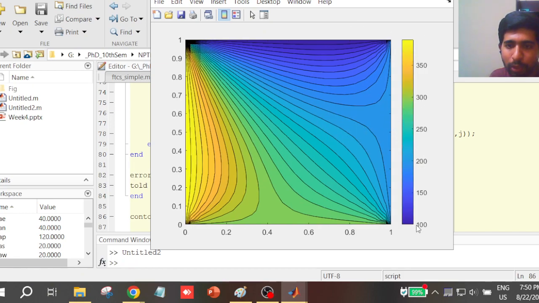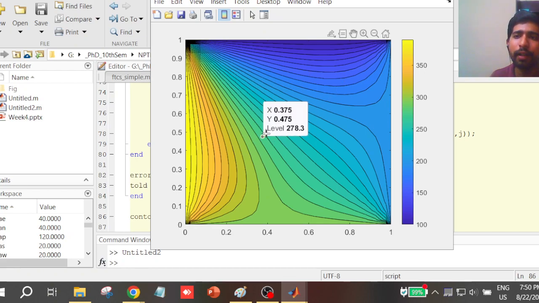So it corresponds to 100 degrees Celsius on the north, and this maybe corresponds to 200 degrees on the east, south 300, and west 400. So that is the legend. Then it varies linearly, something like this. In between, if I point it over here, it will be 267 Kelvin or something like that. So this is the variation.